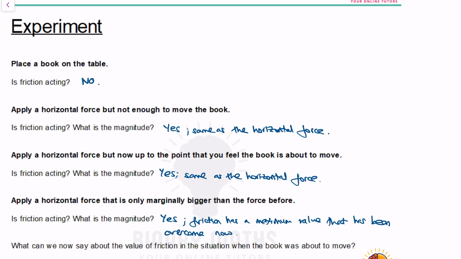What can we now say about the value of friction in the situation when the book was about to move? Friction was acting at its maximum.